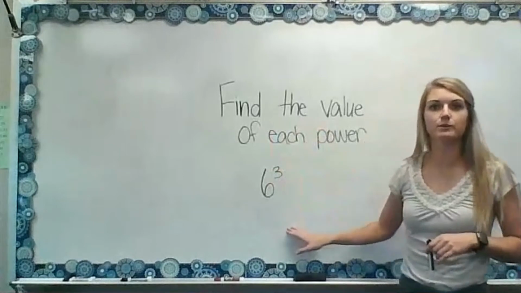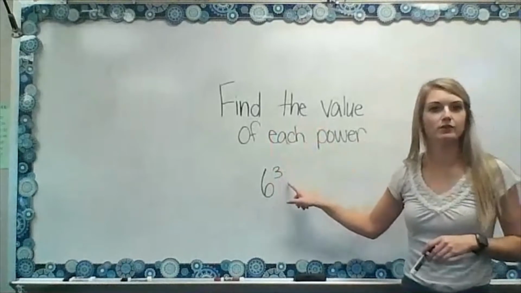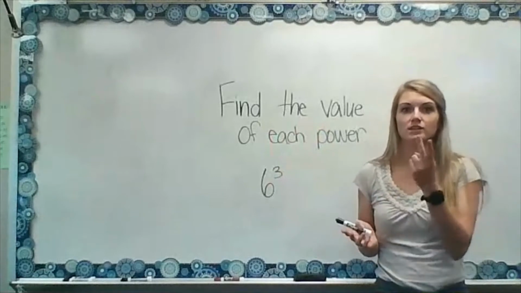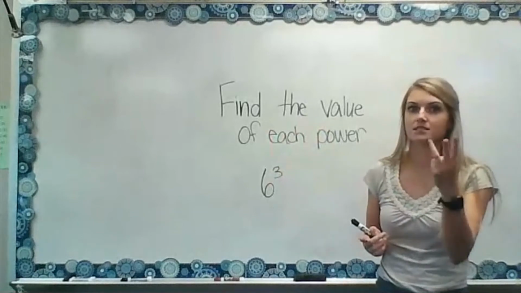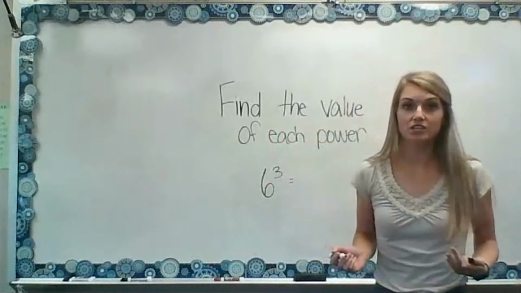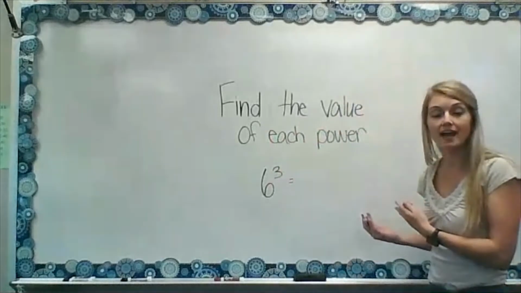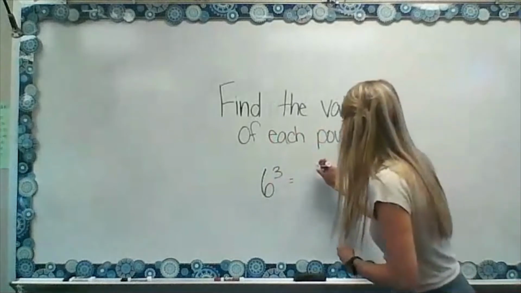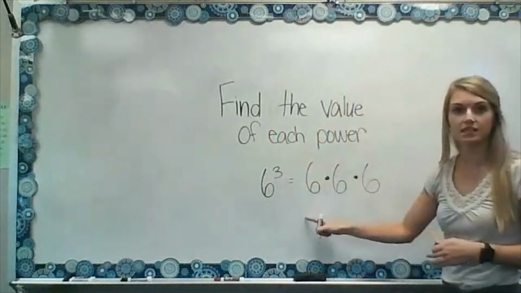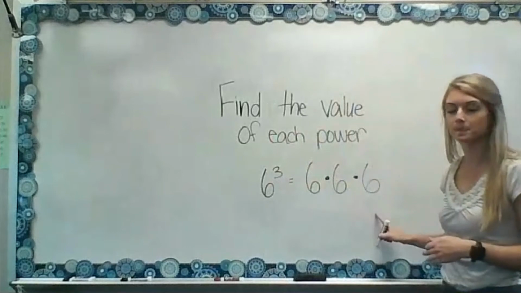All right, we're going to do another example of find the value of each power. So I've already written you a power, 6 to the power of 3. That means we're going to take 6 times itself 1, 2, 3 times. 6 times 6 times 6. The way that I suggest doing this, like I said, is to write out the whole multiplication. So 6 times 6 times 6.